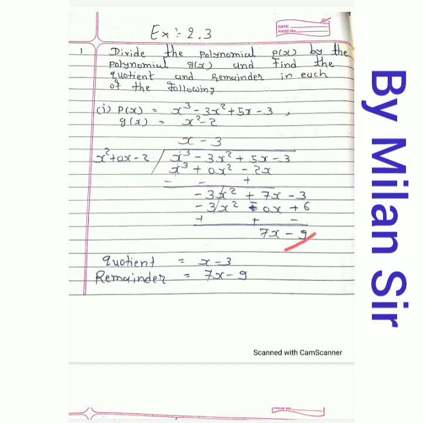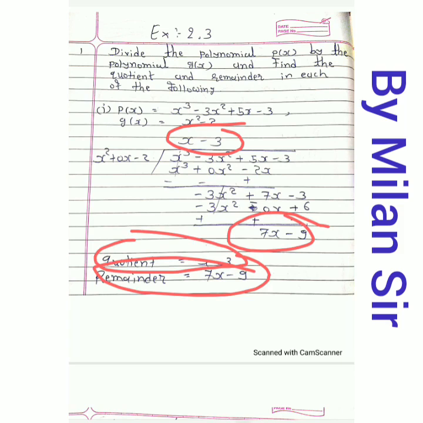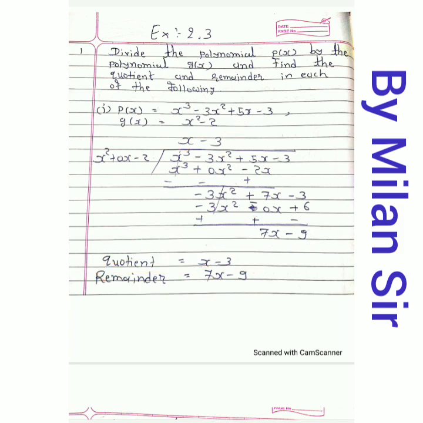Okay, now look at the degree. Here the degree is 2, the highest power of the variable, and here the degree is 1. So the degree of r of x, that means the remainder, is less than the degree of g of x. Okay, then no further division process is possible. This is our final answer. So our quotient is x minus 3 and remainder is 7x minus 9.